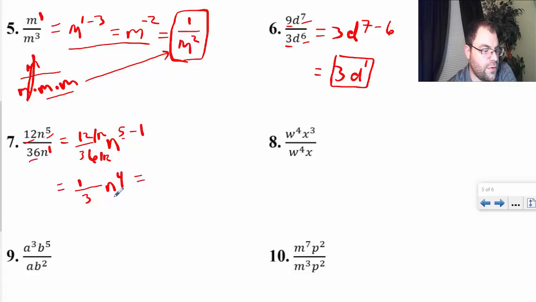Another way of writing this is multiplying n to the power 4 times the top of the fraction, which is 1. So that would give you n to the power 4 over 3. This is basically your final answer.